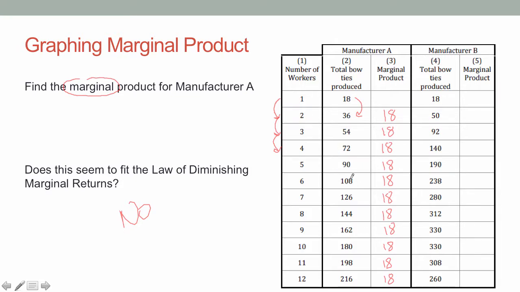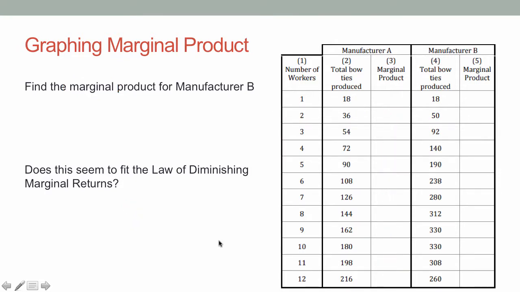This is kind of a fantasy world, right? Sort of a make-believe, like if we just hire 1, this is what they'll add. But it doesn't account for, do we have the space? Do we have the resources? Do we have the capacity to have this many people working to make that? So, nope, this would not seem to fit the law of diminishing marginal returns.